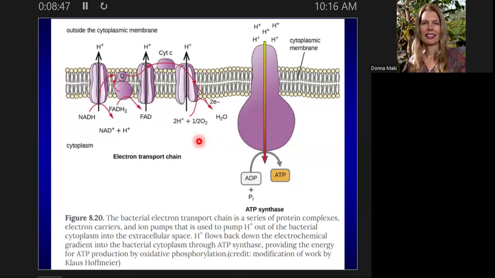Anytime you hear about a proton gradient, that's potential energy. That's something the microbe can work with in terms of, I can use this potential energy to do something I need to do. And it can be a variety of things, but one of the big things they have to do with that proton gradient is make ATP. So that's what's being shown here with this ATP synthase. It's this amazing little molecular motor.